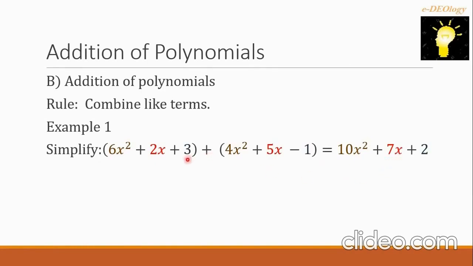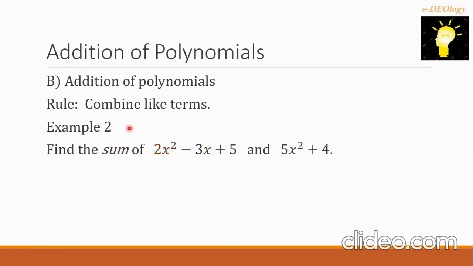And for the constants, here is 3. In the second group, there is negative 1. So 3 combined to the negative 1 will have the positive 2. So the final answer is 10x squared plus 7x plus 2.